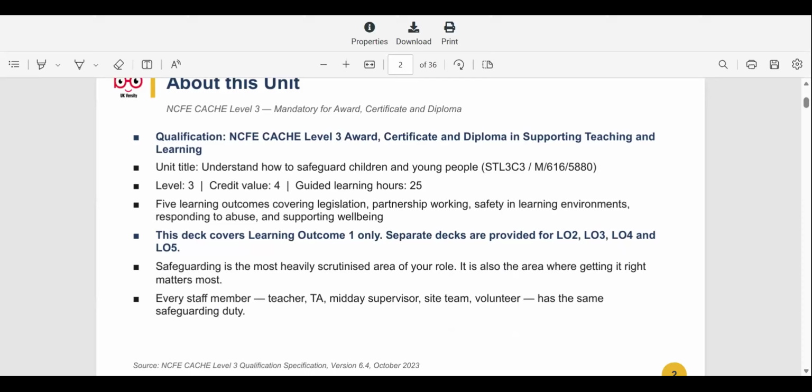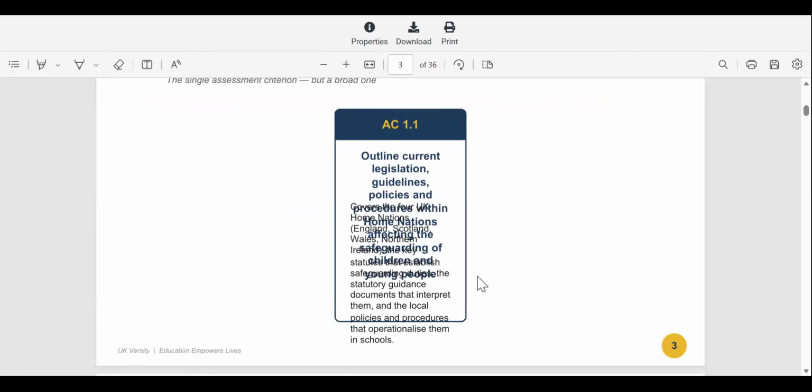A little bit about the unit: it's a level 3 certificate, understanding how to safeguard, and there are 5 learning outcomes. Each one will be discussed separately, and you will have access to all the material that we go through today on Moodle. And we'll go into what we expect in this learning outcome.